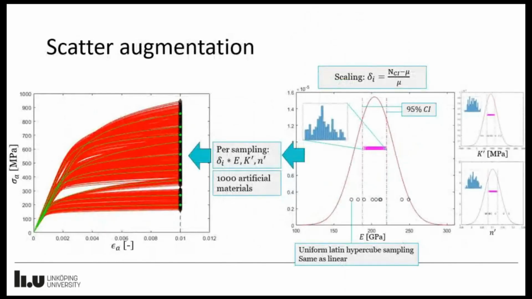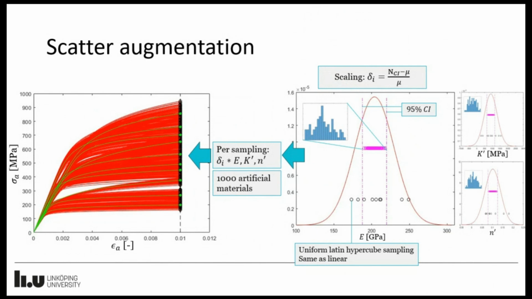If we take another type of augmentation method, called the scatter augmentation method, this is more physically based. We're going to use exactly the same points in the Latin hypercube sampling as before. So we just have the same points here, those are there for the Young's modulus, E, K, and N.